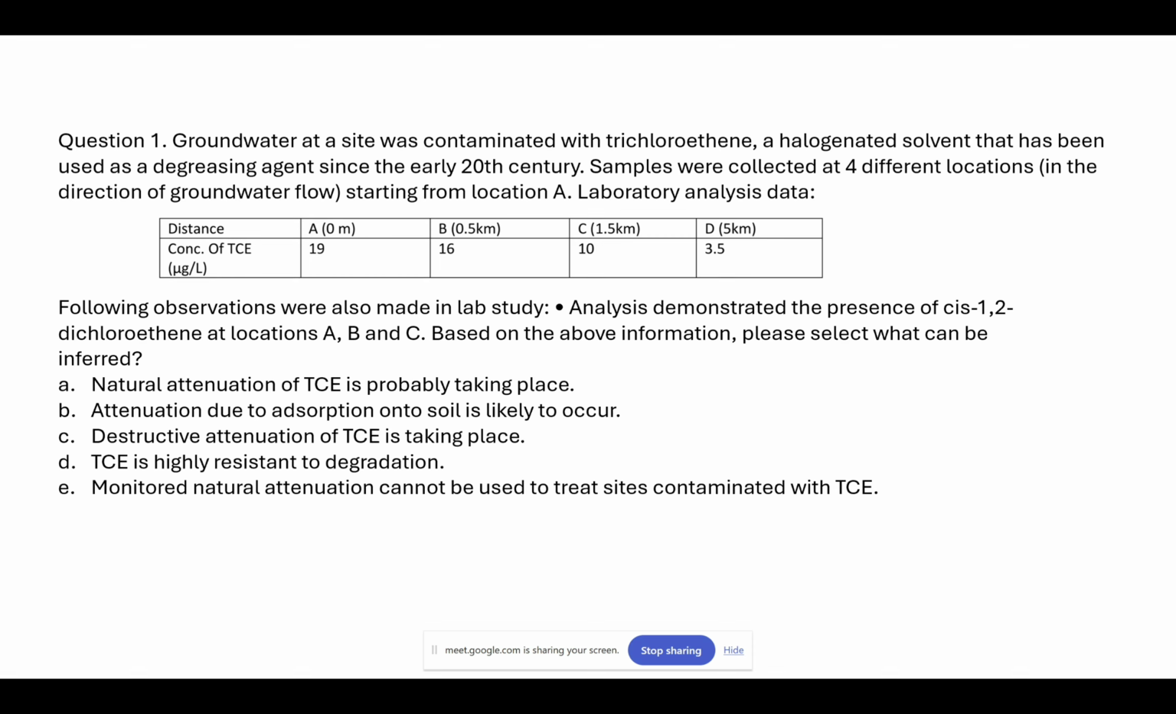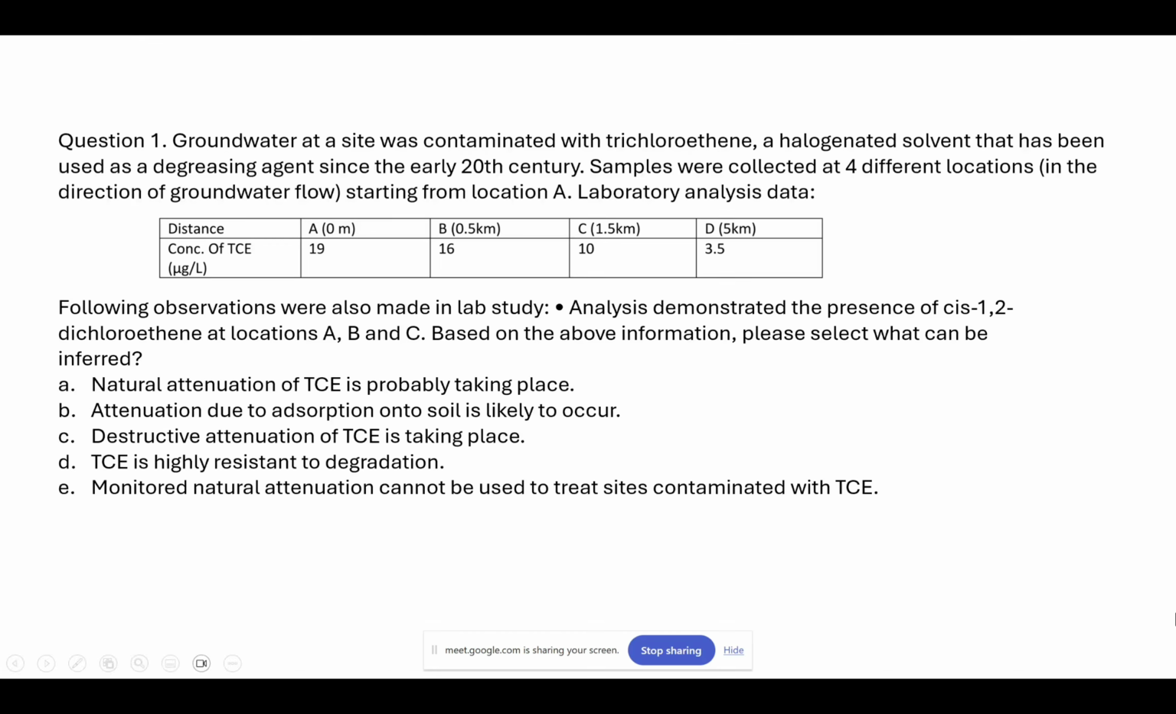Okay, let's see whether A, D, and E are the correct options or not. So we have been given four sites, and at the four different sites, the concentration of TCE is given. We can see that the concentration of TCE is decreasing with the distance. So this is obvious also. The first statement is natural attenuation of TCE is probably taking place. So this statement is correct.